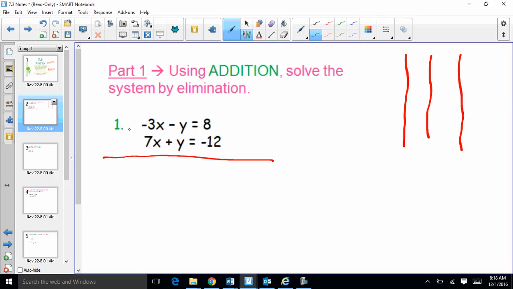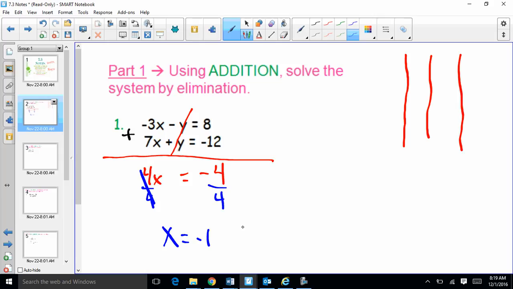And now I just add all the terms, starting with negative 3x and 7x. That makes 4x. And then I have a negative y and a positive y. What does that make? Well, that makes 0. So now I'm left with 8 plus a negative 12, which makes a negative 4. I'm very close to my solution now. I divide by 4 on both sides, and I find out that x equals a negative 1.